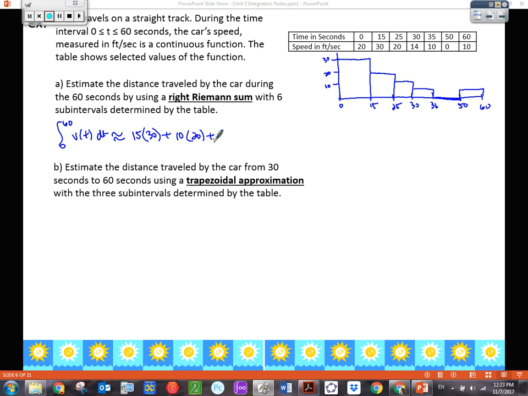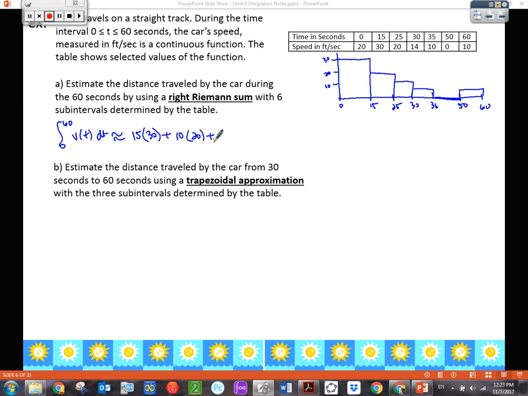Yes. So here they're not asking for the average distance traveled. That 1 over 20 in the other problem was for an averaging kind of situation. They're not asking for that here. They're just asking for actual distance.